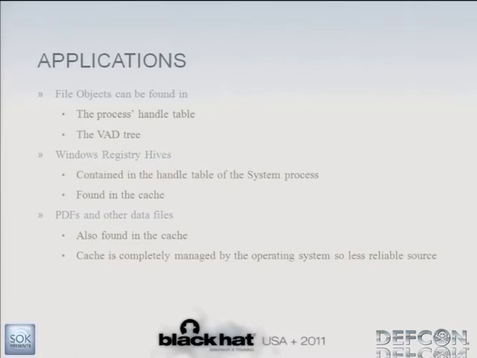Also, PDFs, as I mentioned, are found in the cache. We haven't had a ton of time to research all the things we can get out of the cache. If you're on a Windows XP system, you can get the restore points, because it has a handle to a file that is basically keeping the data for the restore points. And so you can get that out of memory in some cases. But the caveat for the cache is it's kind of all bets are off. It's hit or miss.